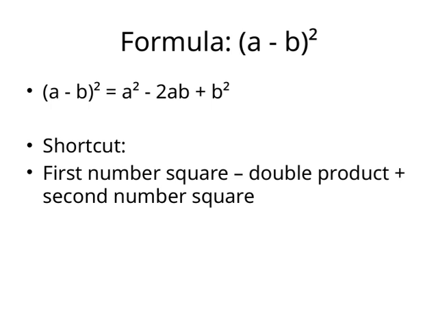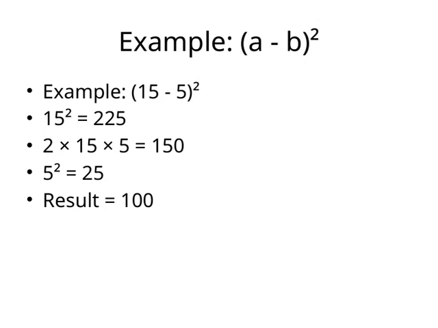It's a fundamental concept that ties into our overall theme of simplifying algebraic expressions, making calculations more efficient and less prone to error. So, mastering this shortcut will definitely make your algebra work smoother and more confident. Let's look at an example. (15 − 5)². When we expand this, we get 15 squared, which is 225. Then we subtract twice the product of 15 and 5, which gives us 150. We also add 5 squared, which is 25. When we combine all these parts, the result is 100.